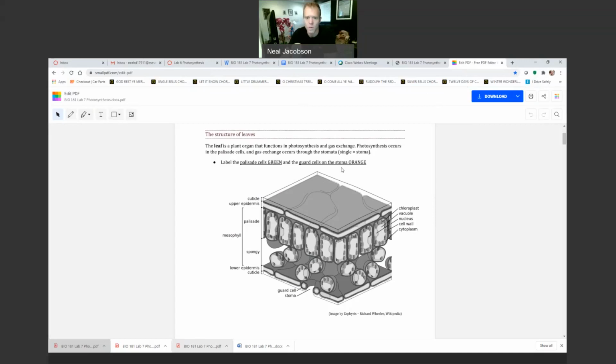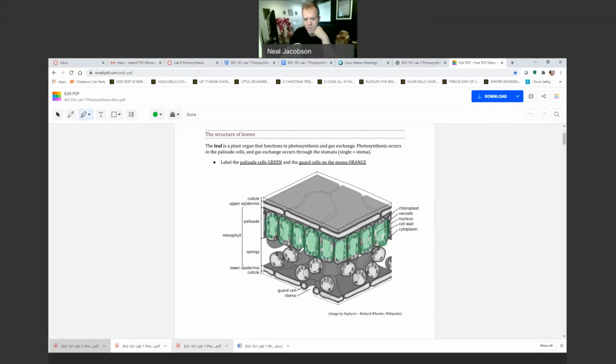What we want to do is color the palisade cells green. So I'm going to come up here and do my editor, and we're just going to color in all the palisade cells green. Now you guys can take a little bit longer and do this a little more neatly. You can pause the video if you need to. So we're coloring the palisade cells green. They line the upper epidermis of the leaf.